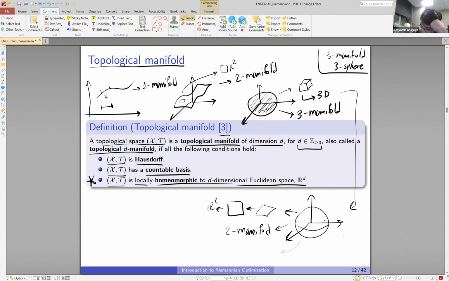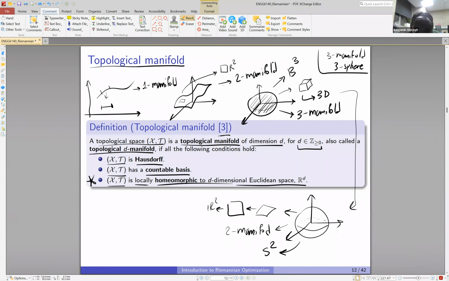That's why this is called a two-manifold sphere. This is also written as S2. This is a three-manifold ball. This is called B3. B3, but S2. So this is important.